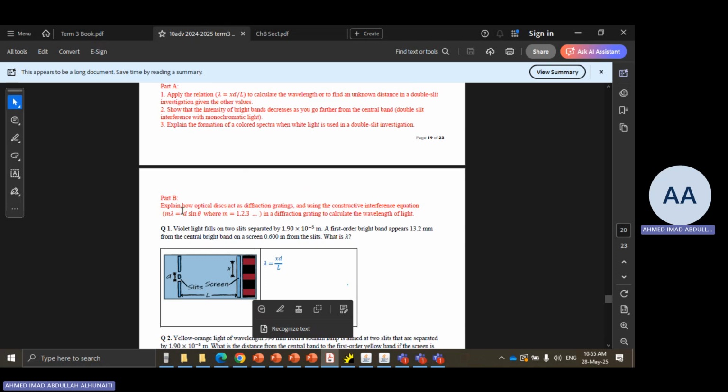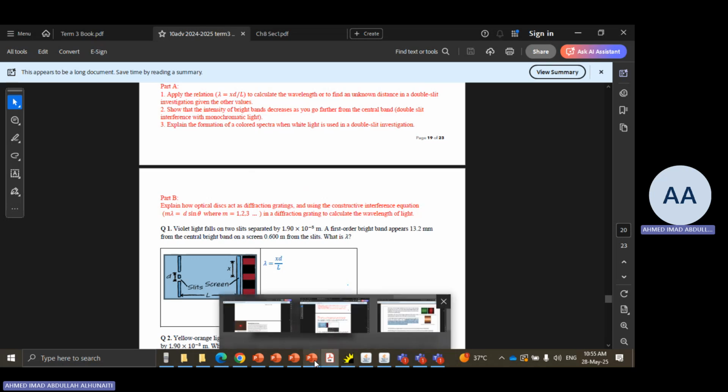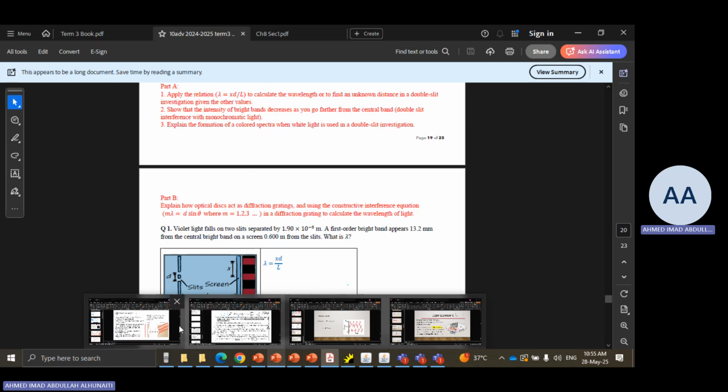Explain the formation of a colored spectra when white light is used. We discussed this. Explain how optical discs act as a diffraction grating and using the constructive interference equation m lambda equals d sin theta to calculate the wavelength of light. So this is covered in an example in your book.